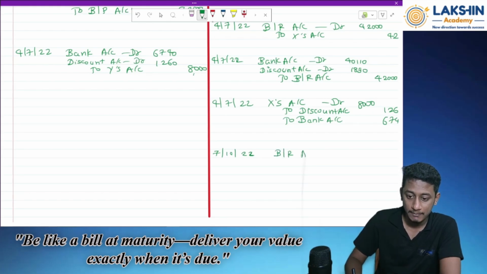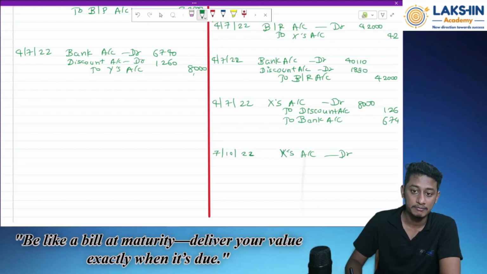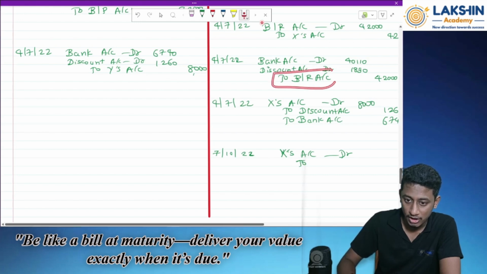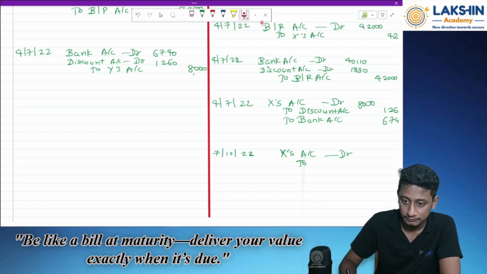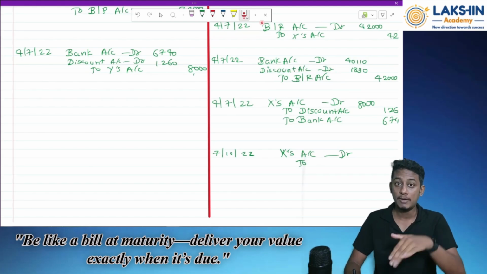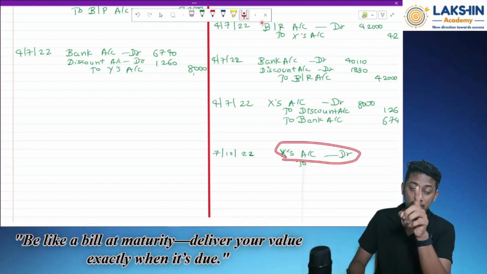What has happened over here? The bill receivable, whatever was created, has been reversed. I will transfer the amount to whose account? To X's account, because he was supposed to pay me. Since this bill has been transferred to the bank, the bill is no more in my hand. So I cannot debit or credit the bill account. What can I do? I can debit only X account because of this dishonor.